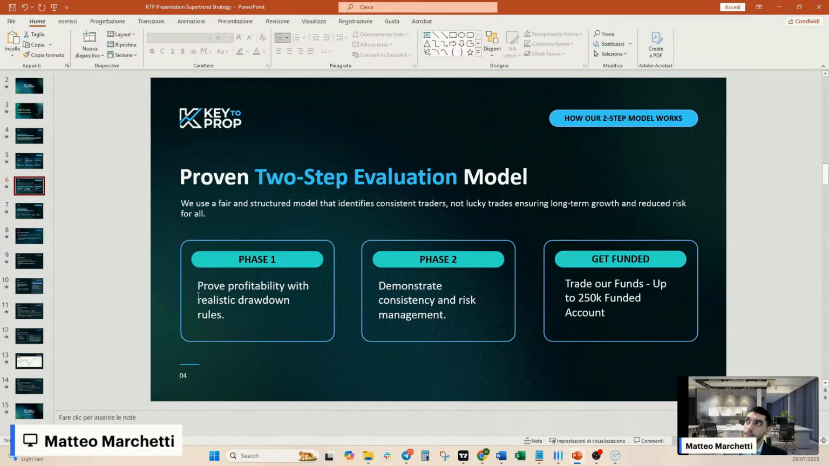So this is the default basic structure of our challenges. It is a two-step evaluation model. In phase one, you have to prove your profitability with realistic drawdown rules. In phase two, you have to demonstrate consistency, and then you can get funded. If you go through phase two, you can get funded up to, as I said before, 250,000 US dollars.